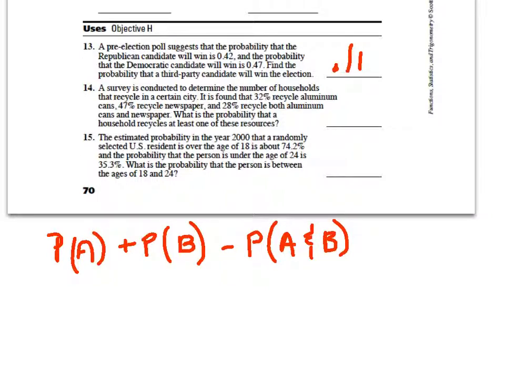Okay, so for this one, aluminum, we're going to call that A. You have a 0.32 chance of that. We're going to call newspaper 0.47. That's going to be B. We have to subtract out the people that did both. 0.28 did both. That means we already counted them, so we have to subtract that out. Okay, 0.32 plus 0.47 is 0.79 minus 0.28. We have a 0.51 chance of somebody doing one or the other, at least one of the resources.